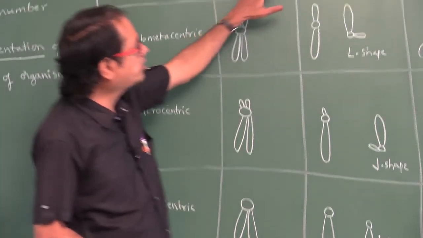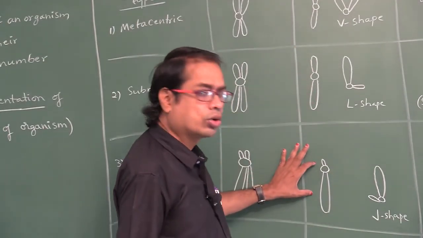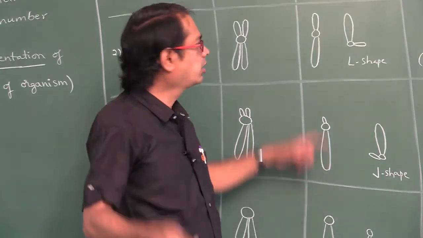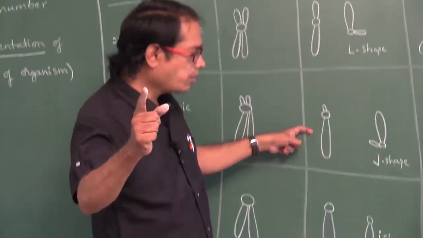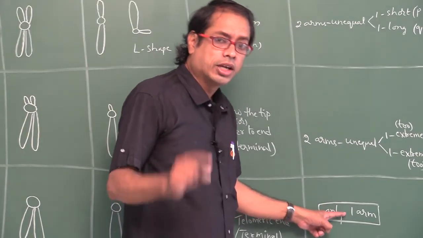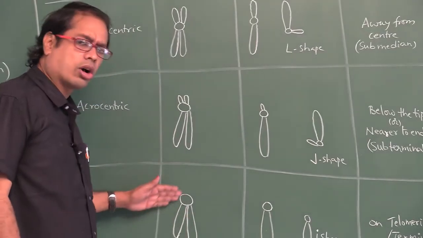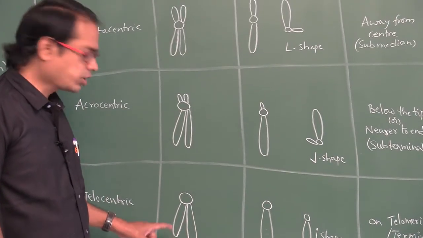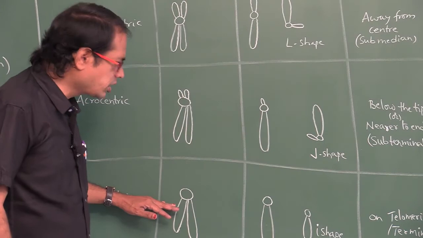Here how many arms are present? Two arms. Here? Two arms. Here? Two arms. Here? Only one arm. So two arms are found in metacentric, submetacentric and acrocentric. Only one arm is found in telocentric. This is very, very important. Of course, in our textbook, this diagram is wrong. In the given NCERT textbook, the telocentric diagram is wrong. Don't follow that one. Please follow this one only.